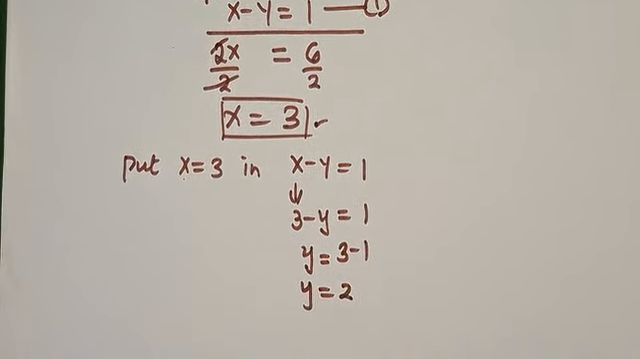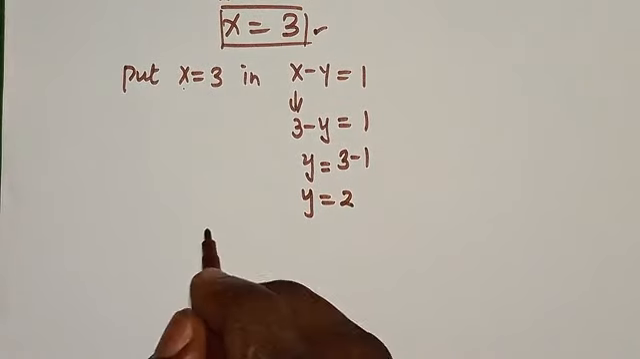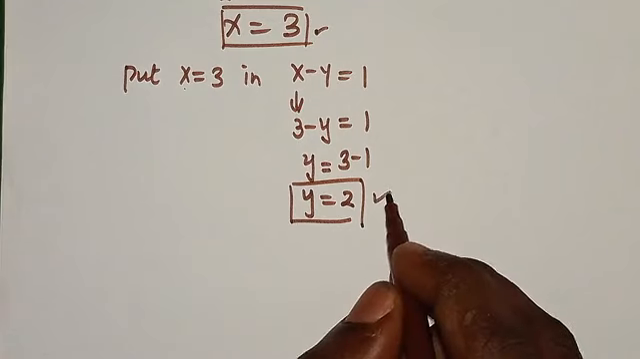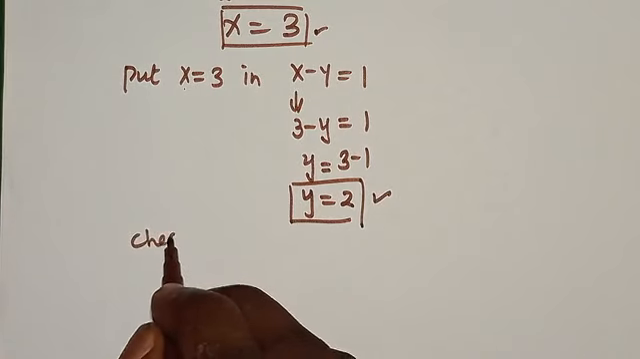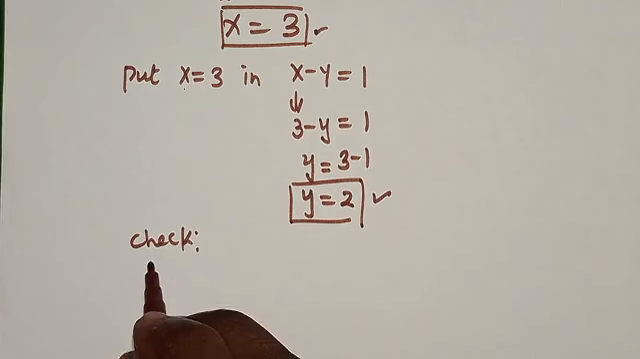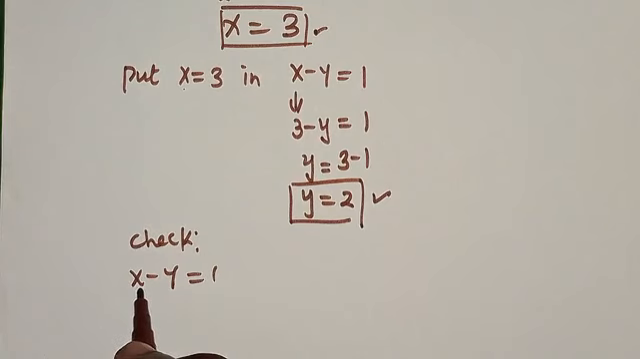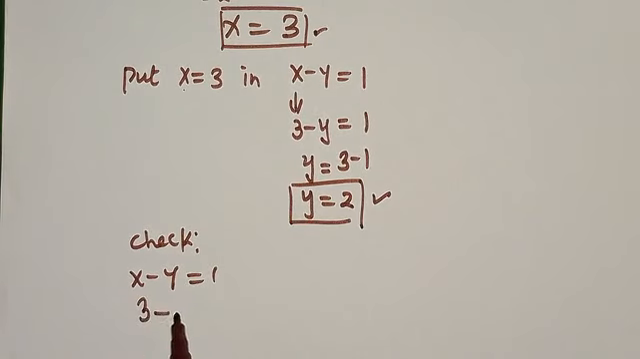So now since y equals 2, what we need to do now is we have x equals 3 and we have y equals 2. Now let's check whether what we have is right or not. So from the equation x minus y equals 1, let's replace this. x is 3, I have 3 minus y is 2. So you can see that we have it to be 1.